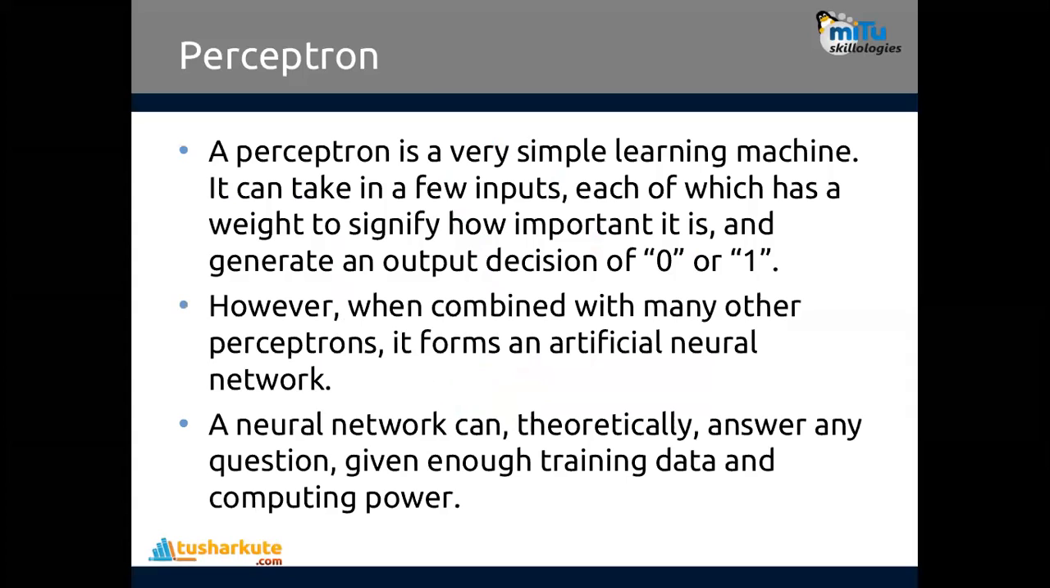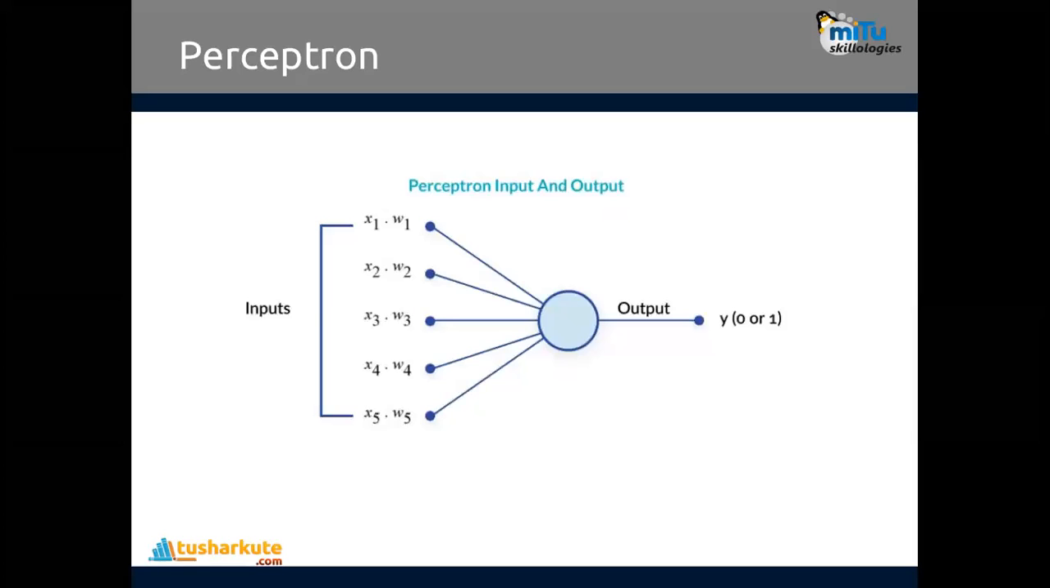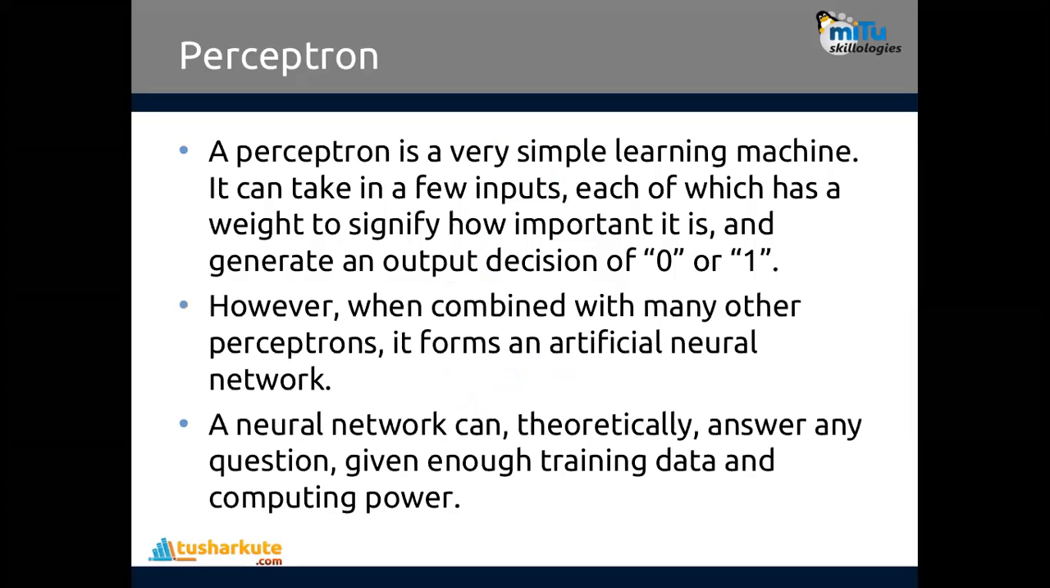Okay, so let's continue. Perceptron is a very simple learning machine. It takes in a few inputs, each of which has a weight to signify how important it is. Okay, the weight, what exactly was shown in the diagram over here. The weight, the importance or adjustment of that value in coordination with the perceptron, is done with the help of these weights, W1 to W4, which are mentioned over there. It can take in a few inputs, each of which has a weight to signify how important it is, and generate an output decision of 0 or 1.